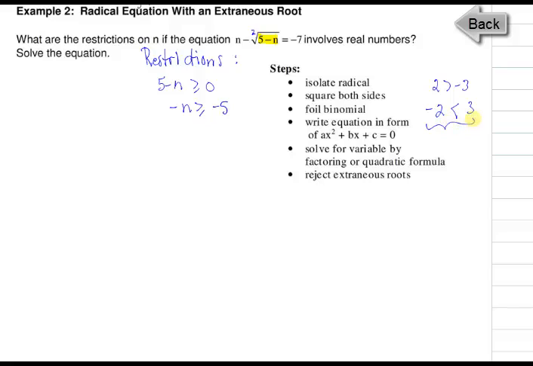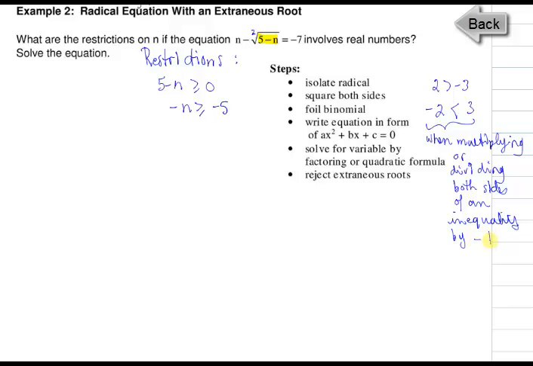So when you multiply or divide both sides of an inequality by negative 1, you must reverse the inequality.